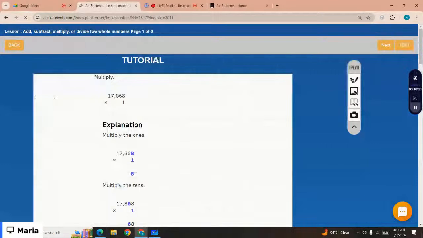The first example is you have to multiply 17,868 times 1. When you multiply any number with 1, the number stays the same. So whatever number it is, the number stays the same. So 17,868 times 1 is 17,868, right?